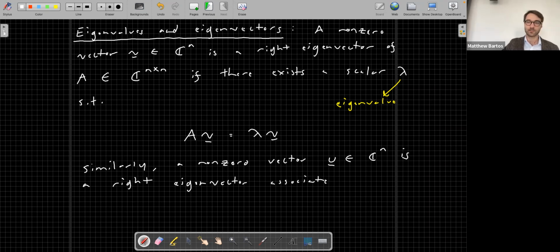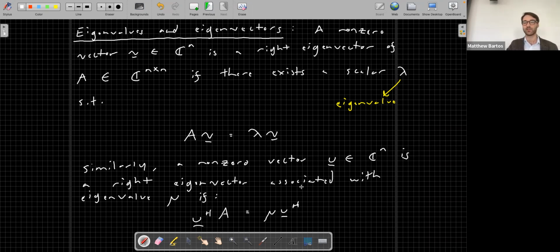Associated with eigenvalue mu, if we have that U Hermitian transpose times A is equal to mu U Hermitian transpose.